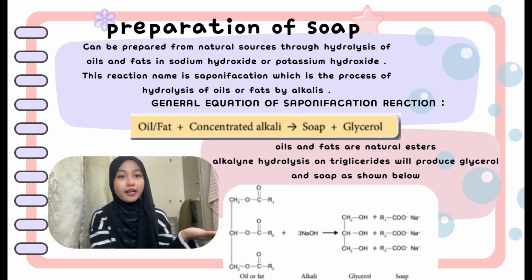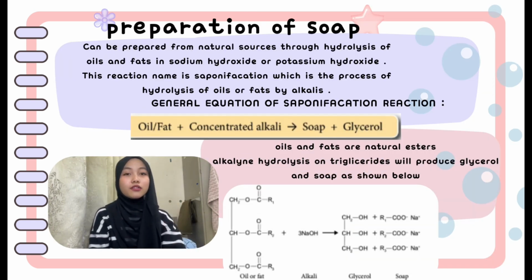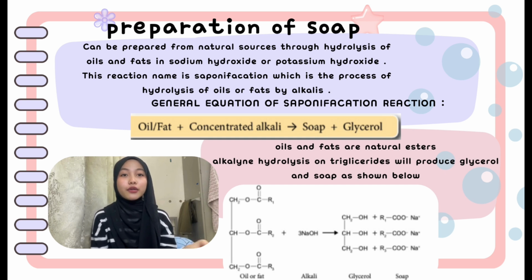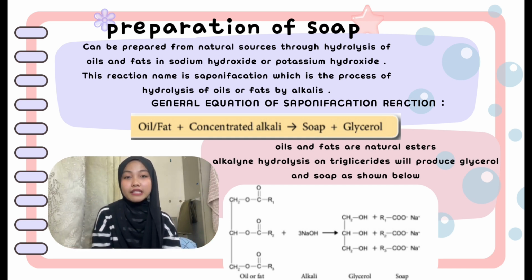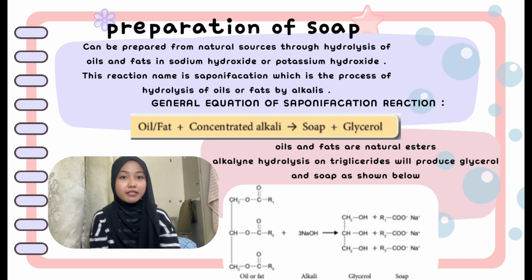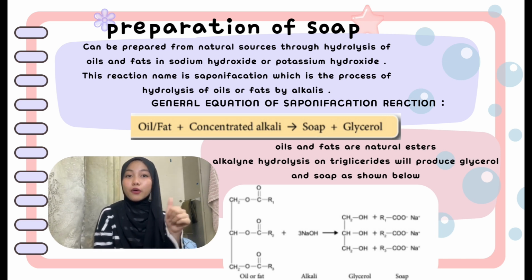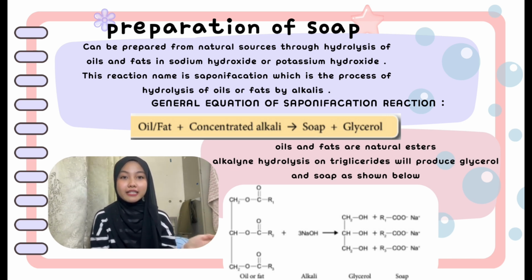Have you ever wondered how to prepare a soap? Soap can be prepared from natural sources through hydrolysis of oils and fats in sodium hydroxide or potassium hydroxide. This reaction is called saponification, which is the process of hydrolysis of oils or fats by alkalis.